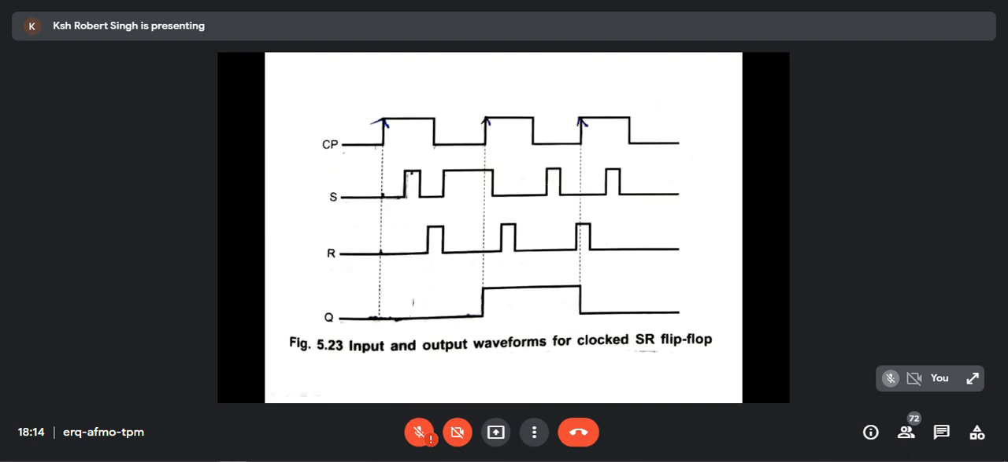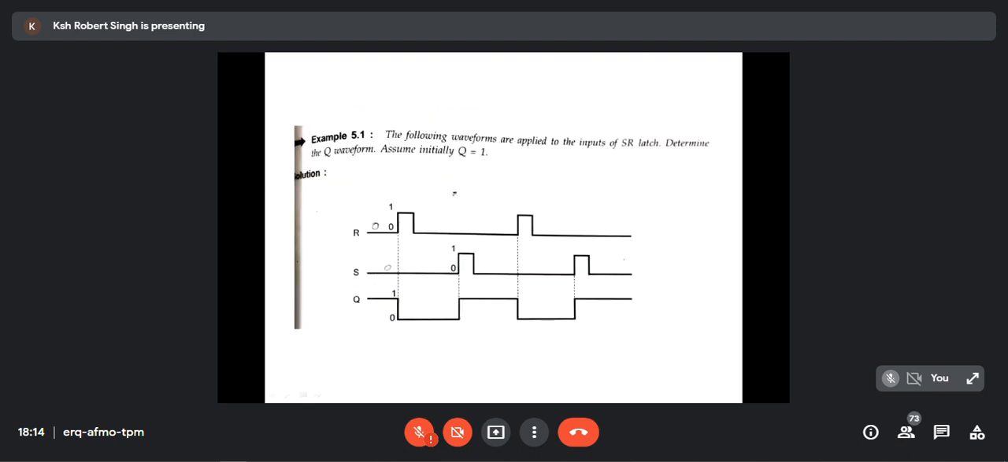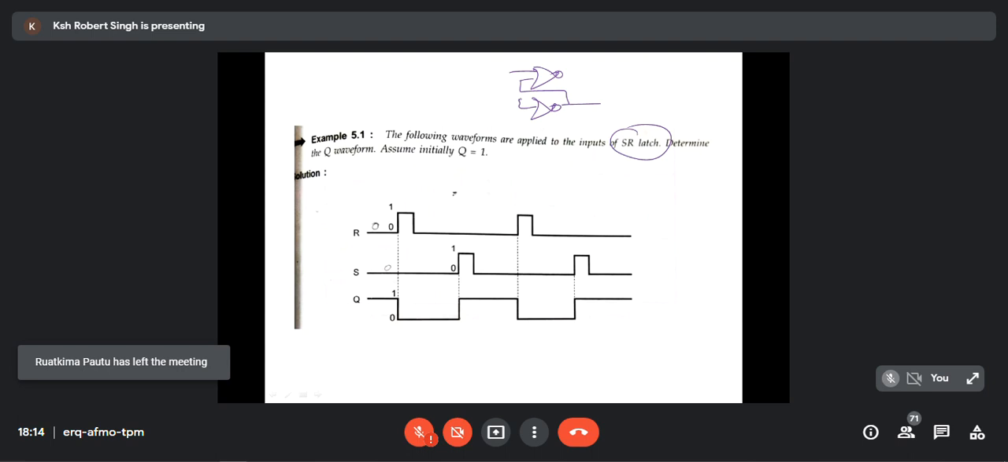See, this is the waveform for the clocked SR flip-flop. See, clocked SR flip-flop. Let's see how a latch looks like, without clock. I will simply draw the simple one, NOR based because it is simple. So I should put R, then Q, and that's all. This will be Q and Q bar.